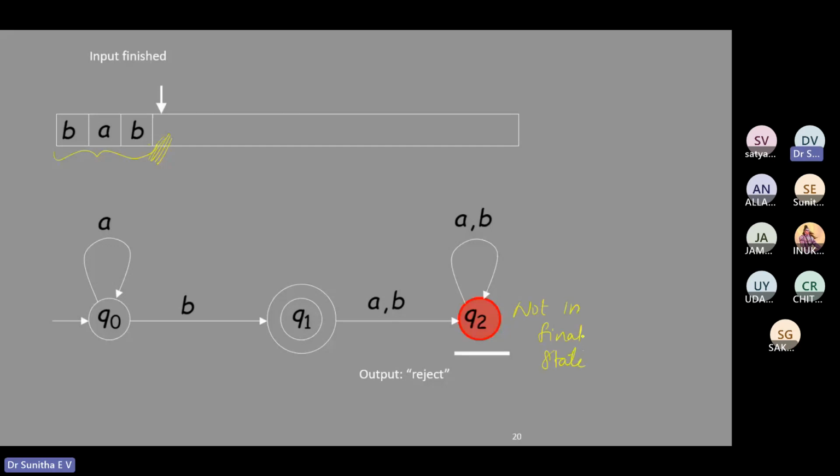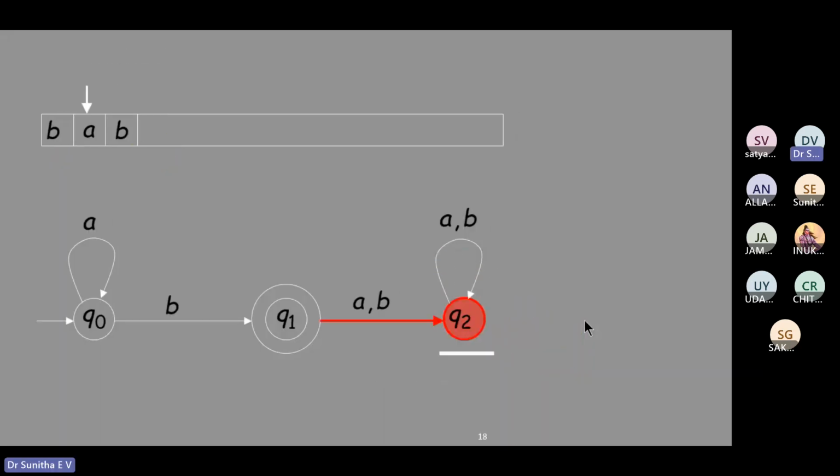So if the machine is not in a final state after reading the entire string, that means the machine rejects the input string. Hope you understand how the machine accepts or rejects a particular input.